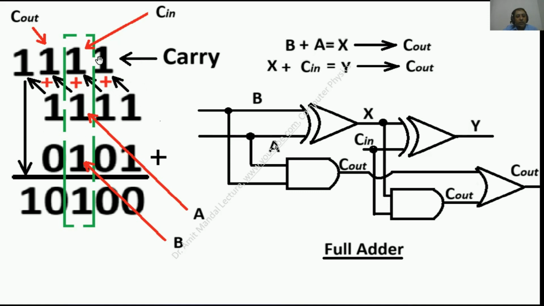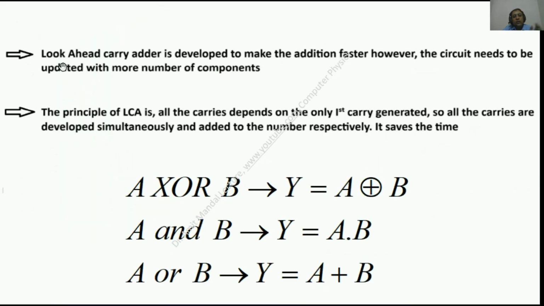Okay, so in serial fashion, the first carry is developed by these two numbers, then by these two numbers, like this. So in a serial fashion, C1, C2, C3 and C4 are developed.